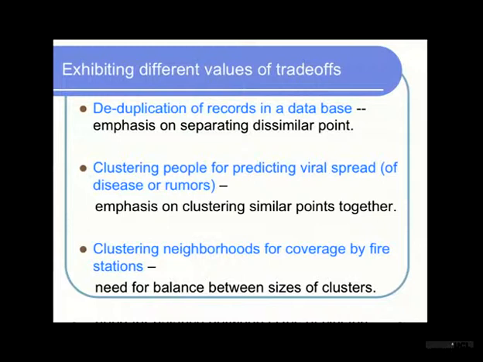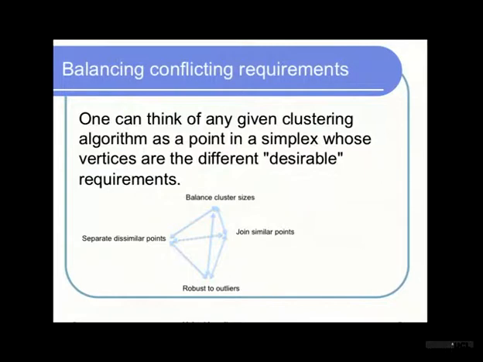And in general, one can depict this situation by a picture like this. You can think of it as a simplex, where the nodes of the simplex are different requirements from clustering. Every specific clustering algorithm should be a point in this simplex, according to how much attention it pays to each of the different requirements. And there are more than just 3 requirements. There can be many, many more requirements like this, and we should think of a clustering algorithm as picking some point in this simplex of balancing between the different requirements.